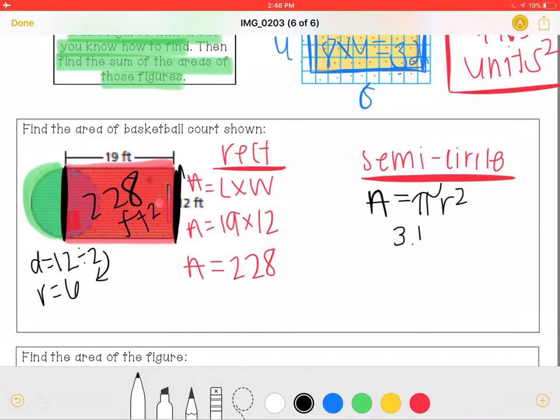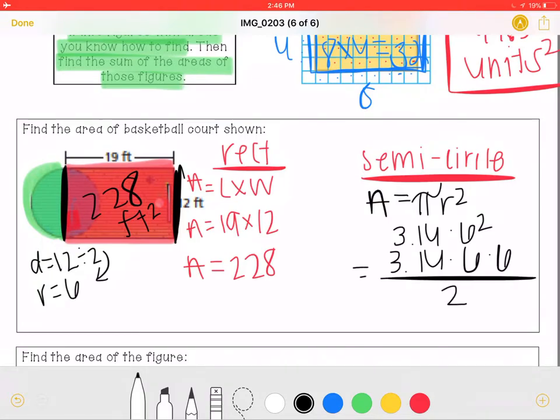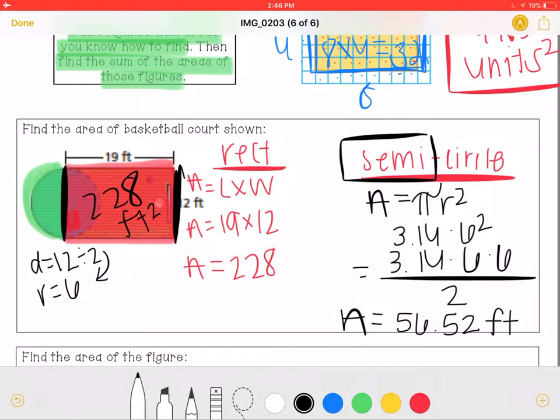So area equals pi times the radius squared. So I'm going to do 3.14 times 6 squared. Remember, 6 squared is 6 times 6, it's telling me I have two 6s. Now, when I do that, I also have to remember I then divide it by 2 because this is only a semicircle. So multiply those all together, divide by 2, I get an area of 56.52 feet. Now, I'm not done.